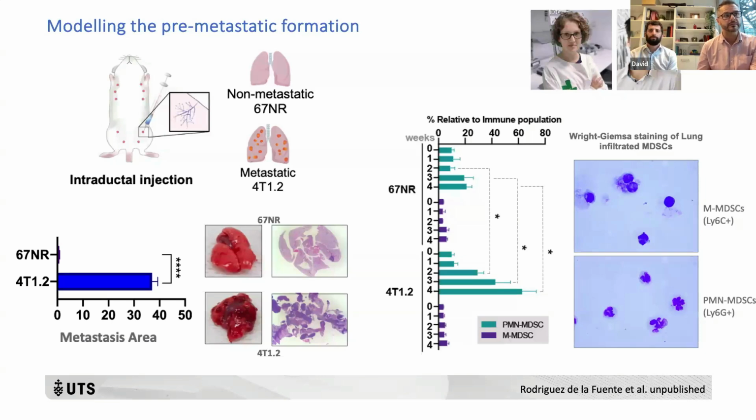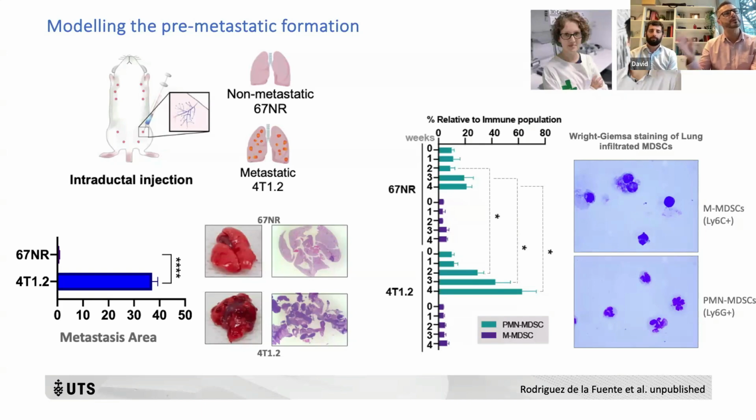They resemble triple-negative breast cancer. And as you can see, the 67NR is not metastatic, while the 41.2 is highly metastatic. So using this pair of cells, what we did was inject them into the mice.